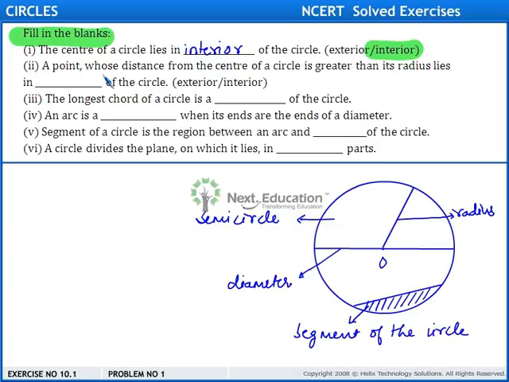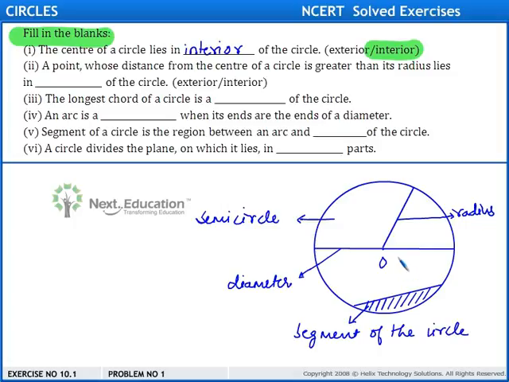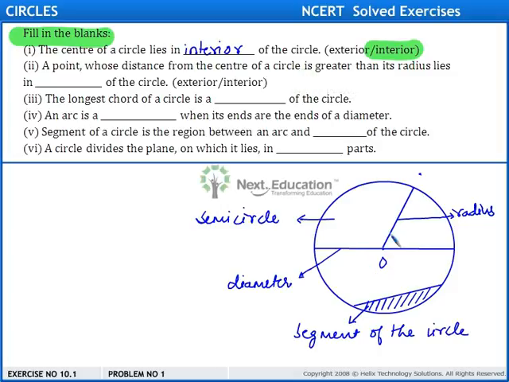Second one says a point whose distance from the center of a circle is greater than its radius lies in the blank of the circle. Now, it is saying that a point whose distance from the center of a circle is greater than the radius. It means that the point is lying somewhere outside the circle, since its distance from the center of the circle is greater than the radius. Therefore, it lies in the exterior of the circle.